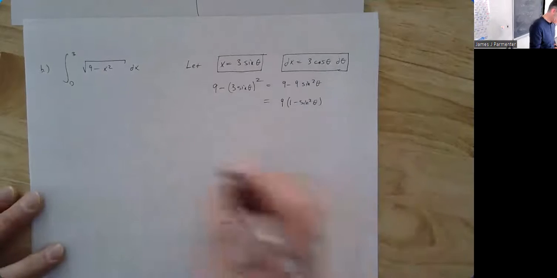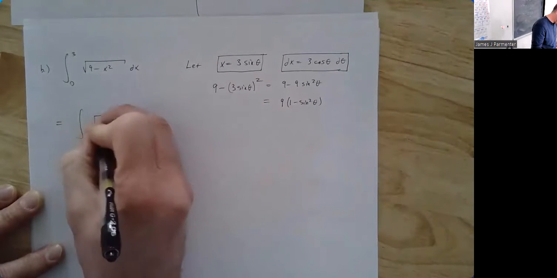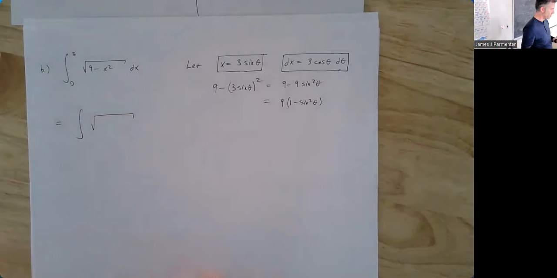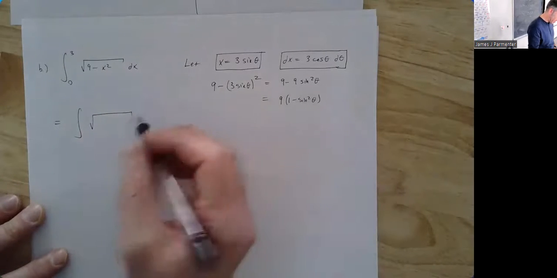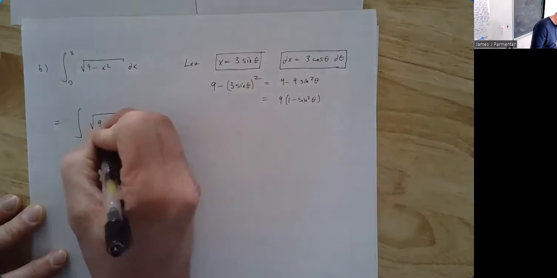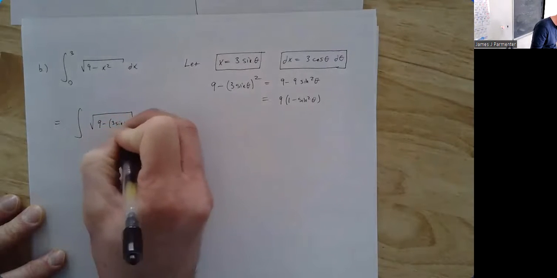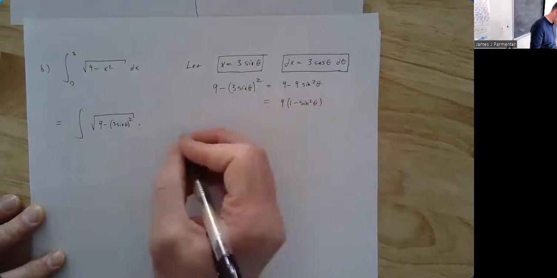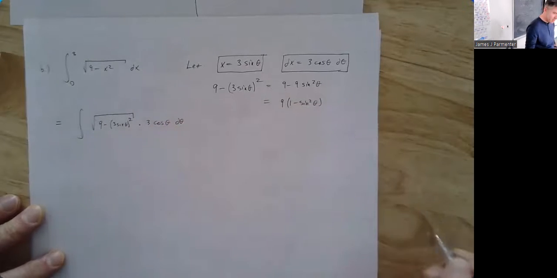So when we rewrite this, we're going to rewrite it as the integral of the square root of, well, you can do as much work or as little work as you want to in here. I'm going to go ahead and write it as this, because I know that I'm going to show all the work. I lied. I'm going to write it as 9 minus 3 sine theta squared. And I'll multiply it by my dx, which is my 3 cosine theta d theta.